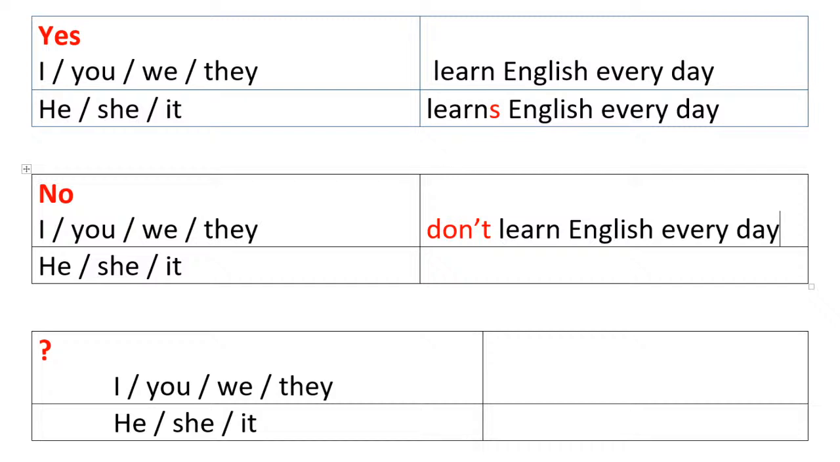If you have he, she, or it, what do you think you will say? Instead of don't learn English every day, what will happen with this don't learn? So if you know the answer, you can type your answers in the chat box. So guys, what do you think? How will you say it for he, she, or it? So how will you make it negative?